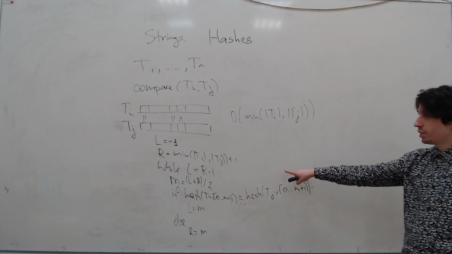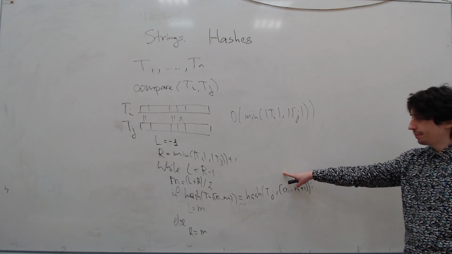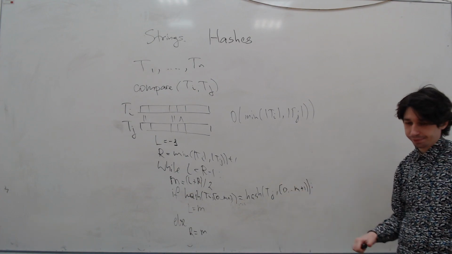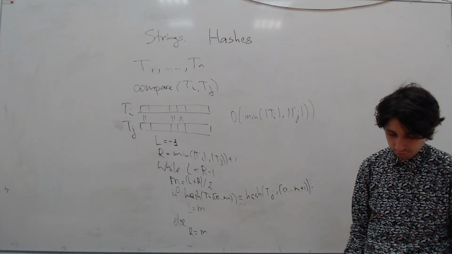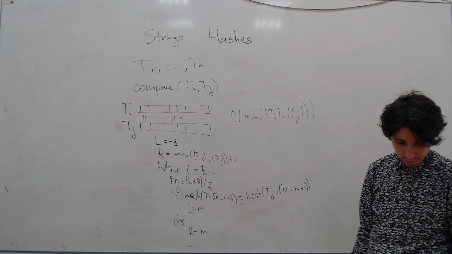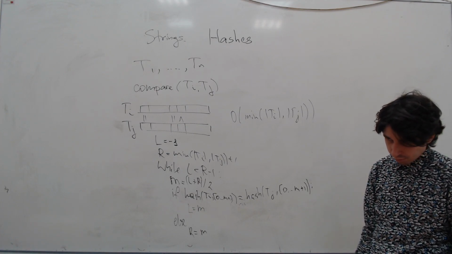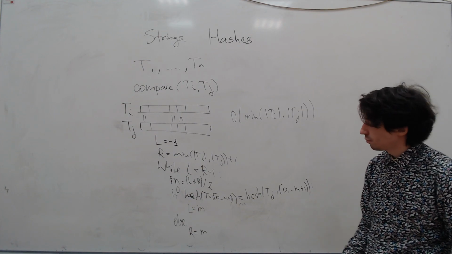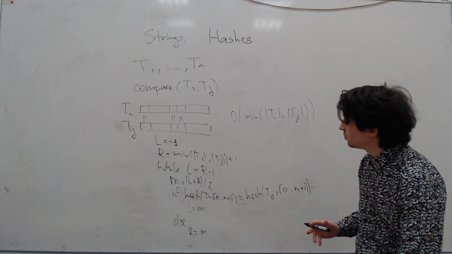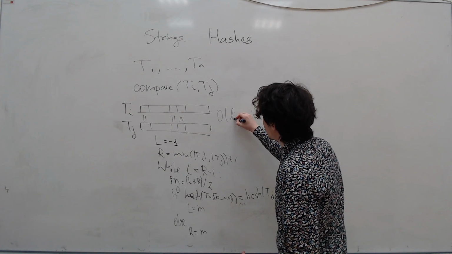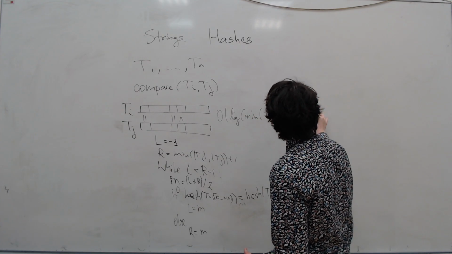What is the complexity of this algorithm? Can you tell me? Of this comparison? Minimum of this, log of minimum of ti, tj. Yeah, so it is simply the logarithm of this.